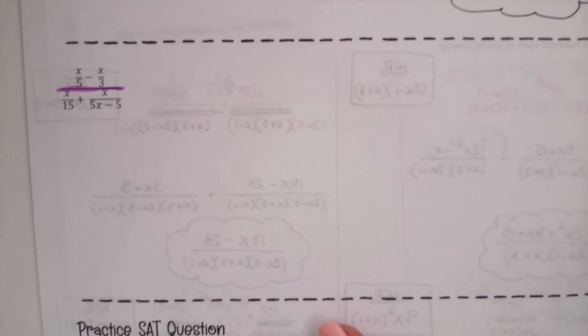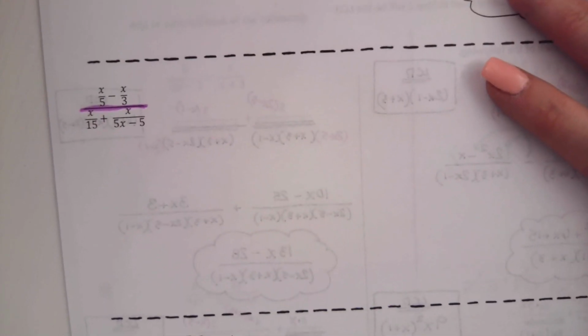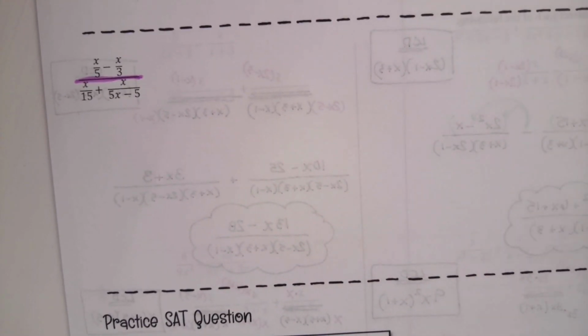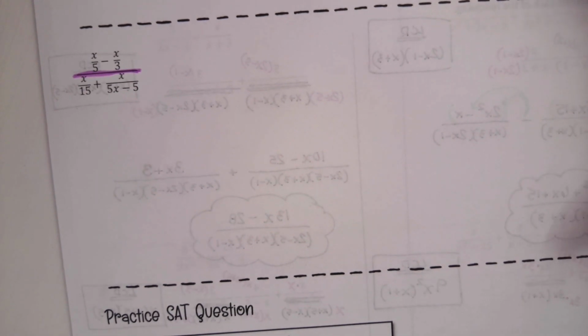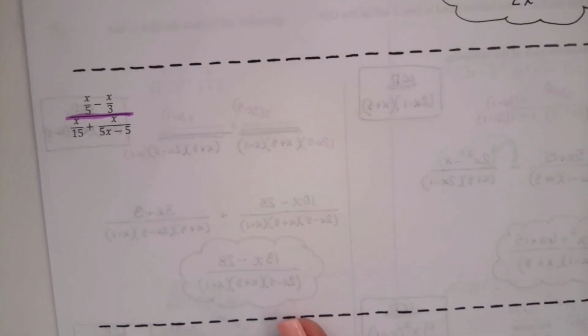Okay. Similar on this one. We should be able to multiply everything by the LCD, but I need to figure out what my LCD is first. Do any of these denominators factor?